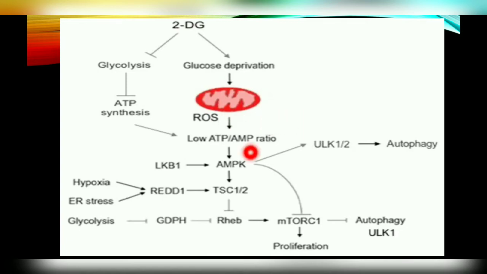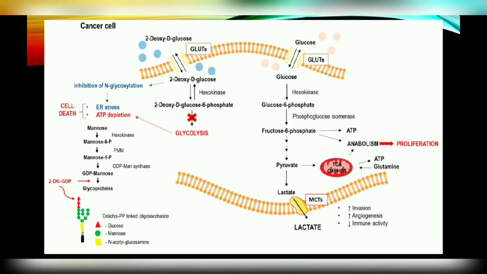Similarly, when glucose is deprived, it leads to reactive oxygen species formation. When ROS is there, it leads to oxidative stress to the cells. So this will activate your AMP kinase. When AMP kinase is activated, it will lead to what is known as autophagy of your cells. Now this picture was also taken from one of the journals. Let's see what happens in normal cells and what happens in cancerous condition.